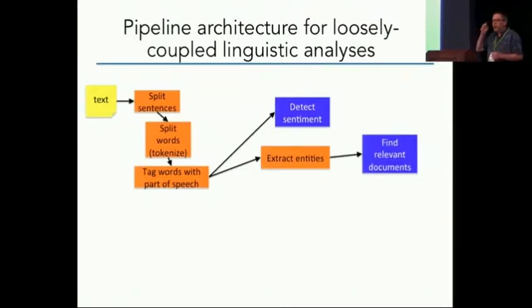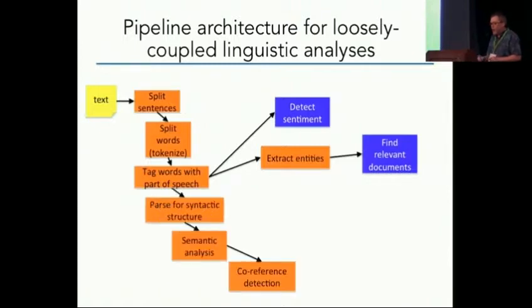And that's usually typically all Google needs to do to extract documents on the web for you, or as you type in the search bar, it's correcting your spelling or suggesting a completion for your query. Then we can do further parsing for syntactic structure and semantic analysis.